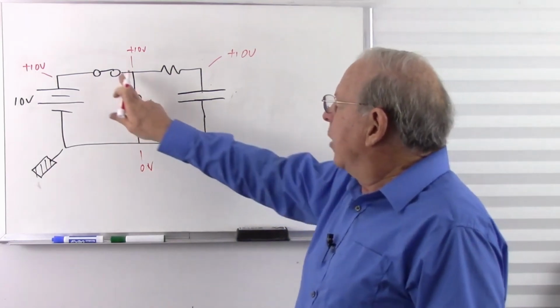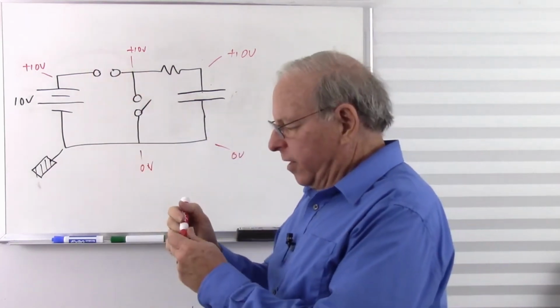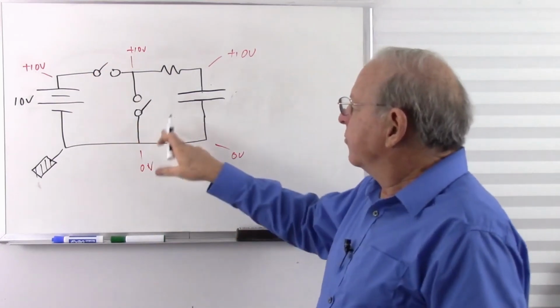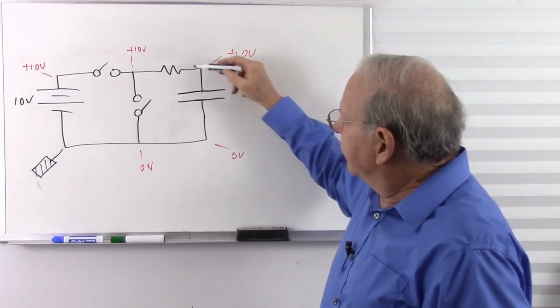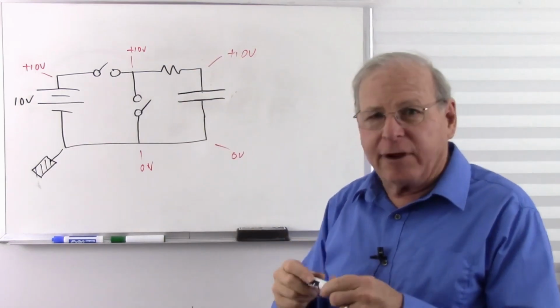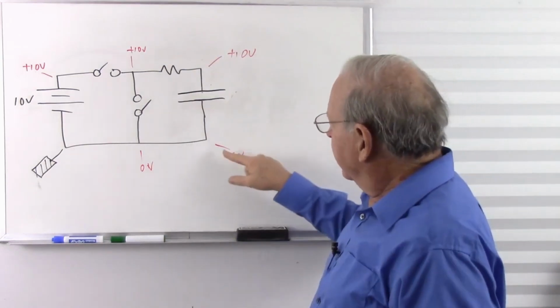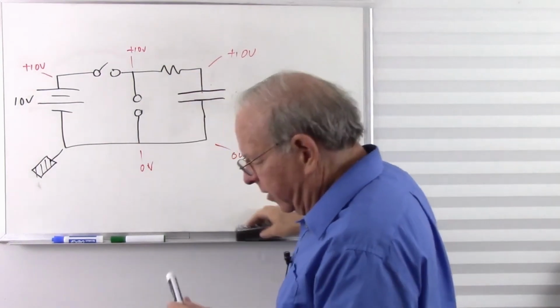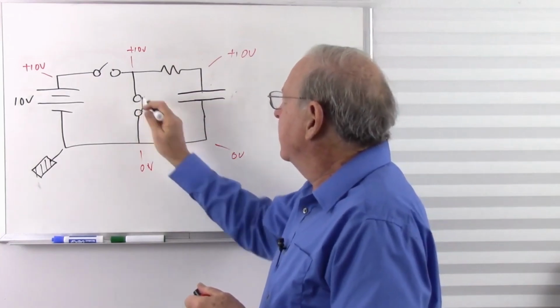So now, if I open this up, what's going to happen? Of course, not much of anything. I'm still going to have the same voltages anywhere. This capacitor is just going to be sitting there. It looks like a battery, but doesn't have as much energy. So I have 0 volts, 10 volts, 10 volts. Not much exciting happening there. But what's going to happen when I close this switch?